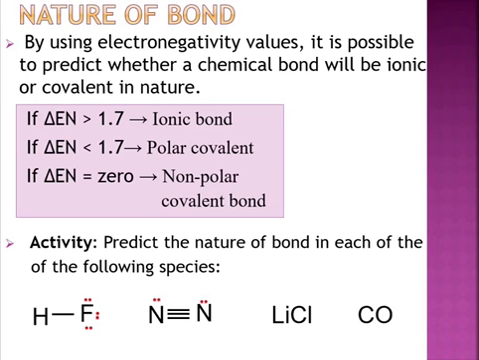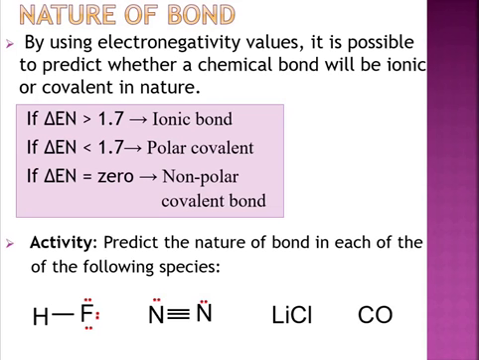The next example is of the nitrogen molecule. Because both the atoms are the same, the difference is 0. It is a non-polar covalent bond. The next example is of lithium chloride. The electronegativity of lithium is 1 and that of chlorine is 3.2. So the difference is 2.2, which means it is an ionic bond, as the bond is formed between a metal and a non-metal.